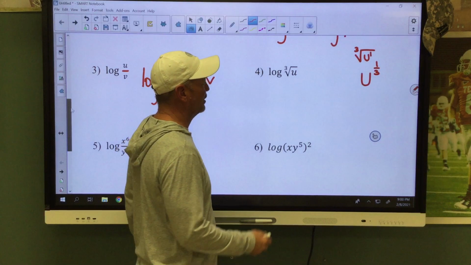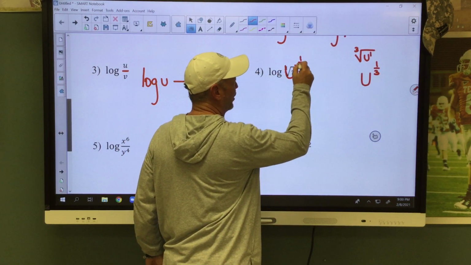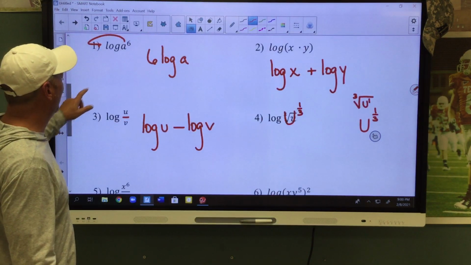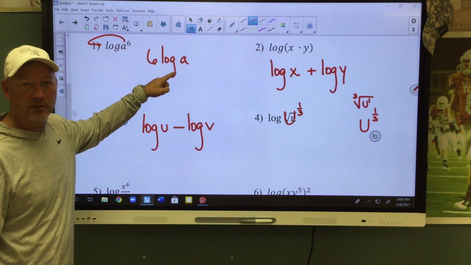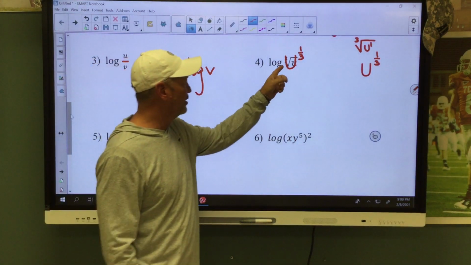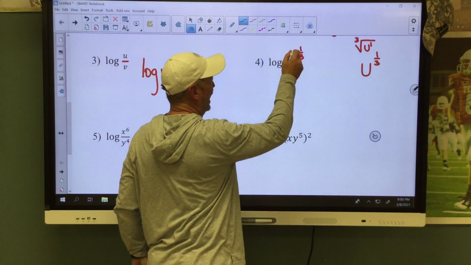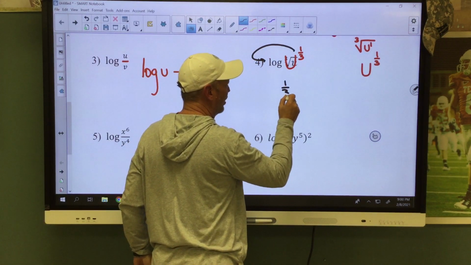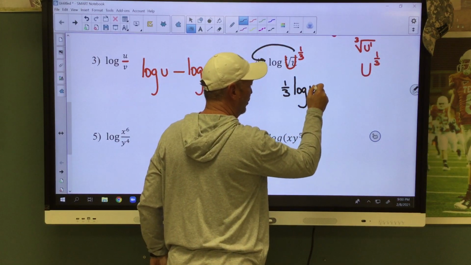Because we've done that, we've converted. So we're going to think of this as u to the 1/3. And what did we ask you to do if we had an exponent? We asked you to put it in front. So if we have, in this case, the cube root, we're going to ask you to take that and we're going to ask you to put it in front. So we're going to say 1/3 log of u.